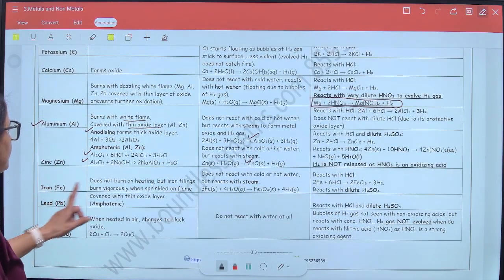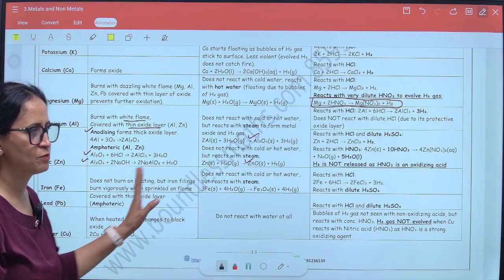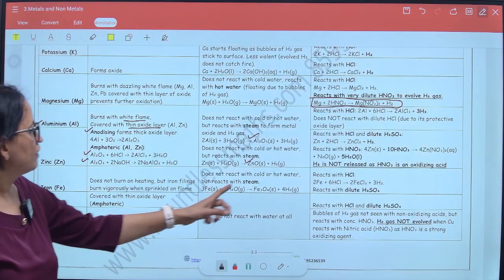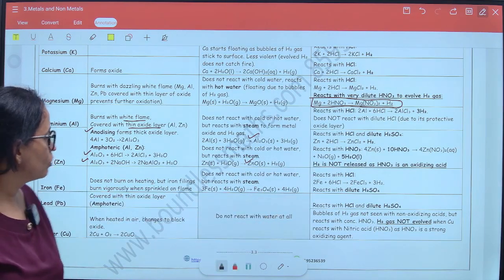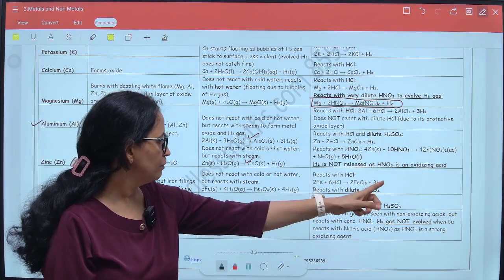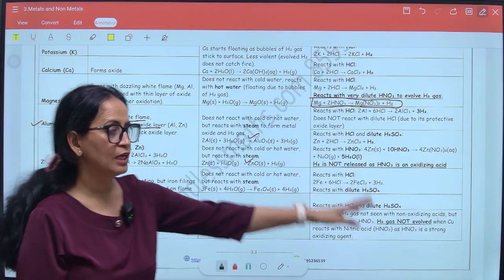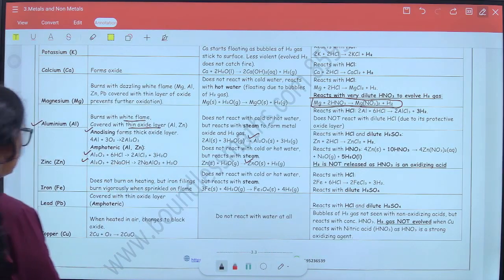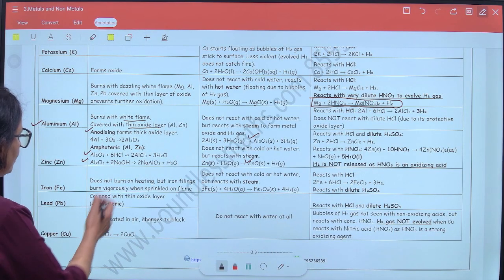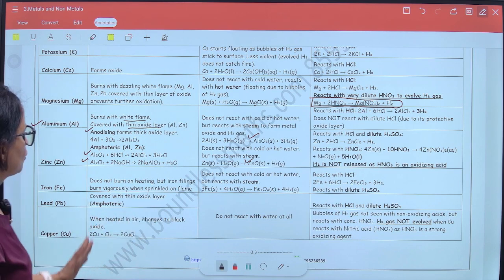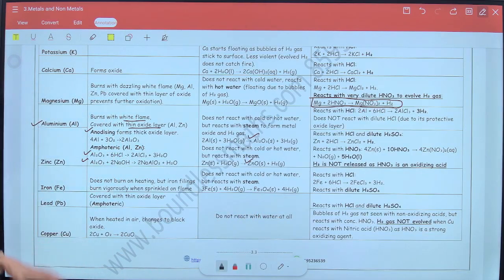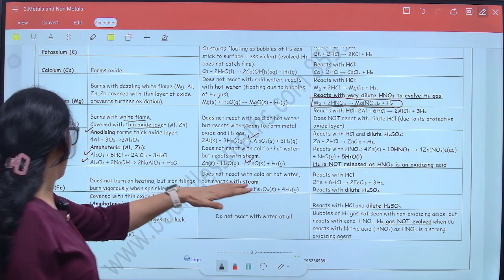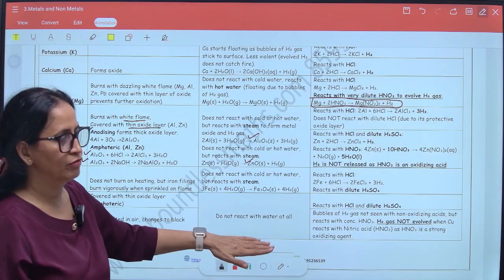Next, iron. Iron does not burn on heating, but iron filings when sprinkled on a flame catch fire. Iron reacts with steam. So iron plus water gives Fe3O4 plus H2, and iron reacts with HCl liberating H2 gas. It reacts with dilute H2SO4 also. Next, lead and copper: they get converted to their oxides on reacting with air. They do not react with water at all. Below copper we have gold and silver. They do not react with air, and from lead onwards the metals do not react with water.